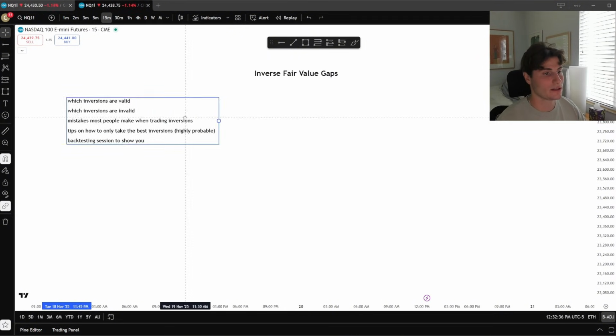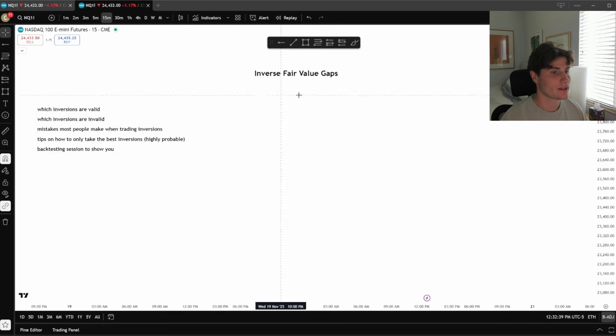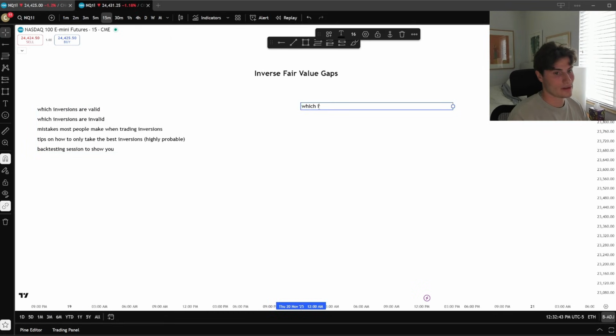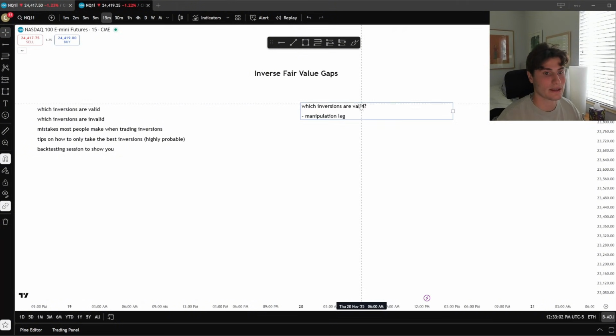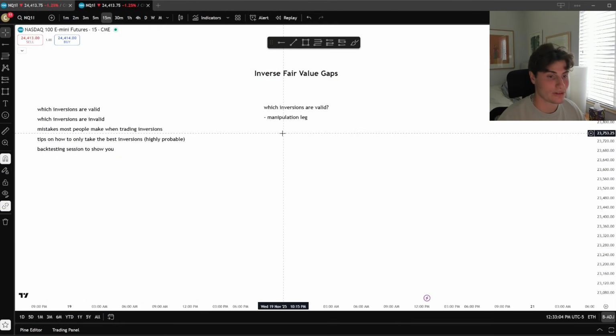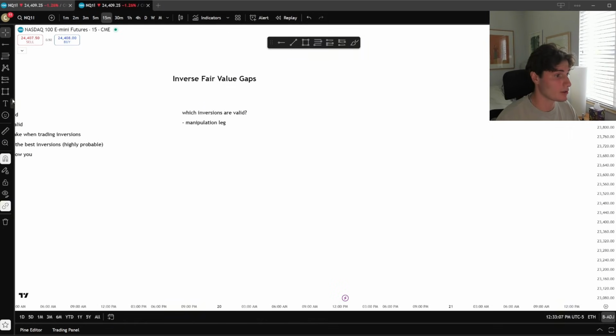So this is going to be the structure of this video. First of all, let's cover which inversions are valid. So which inversions are valid? Okay, here are traits of valid inversions. Obviously, the first one is manipulation. If you don't understand some things, I'm going to be breaking it down in this video with examples every single step of the way so you can just follow along with me.